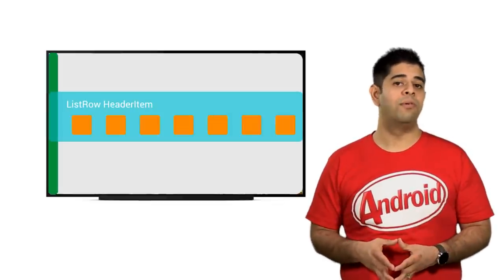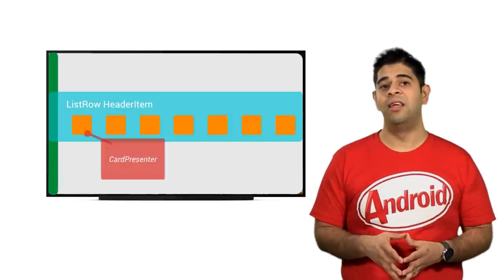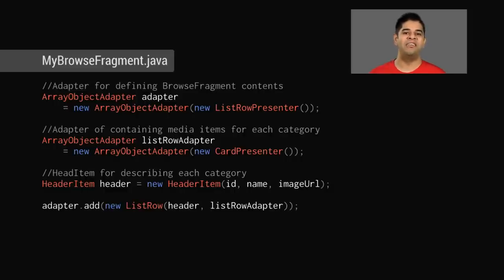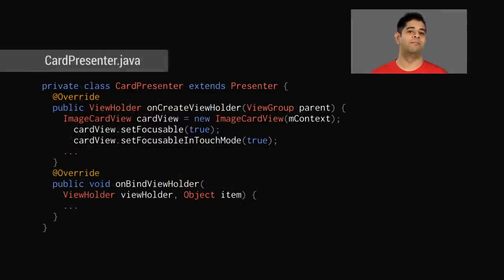Here, a user-defined card presenter is used to display each media item. You need to implement this presenter yourself. All of these classes, array object adapter, listrow presenter, and listrow, are provided by the LeanBack support library. The only thing you need to implement yourself is a presenter for displaying your media items. When you create a listrow object, you can pass your own custom presenter to define how each individual item will look. In this example, card presenter displays each media item as a card filled with a thumbnail image.